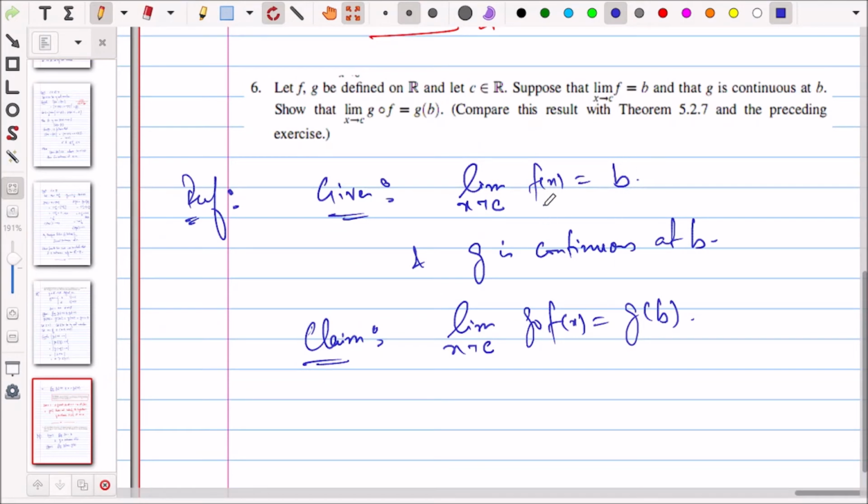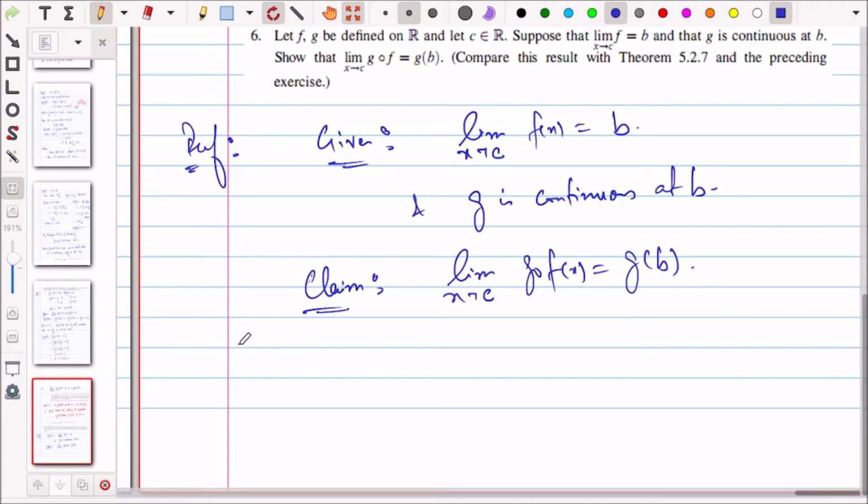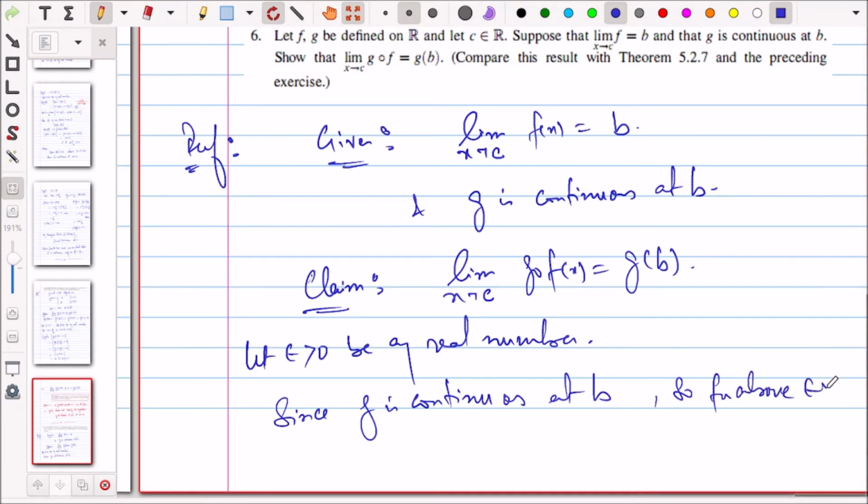So that is why you can have this function. You can just repeat the proof, or let us just write the proof. Let epsilon greater than 0 be any real number. We start with any epsilon greater than 0, then we use the continuity of g. Since g is continuous at b, for above epsilon greater than 0 there exists delta star.